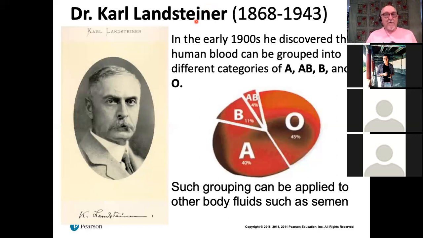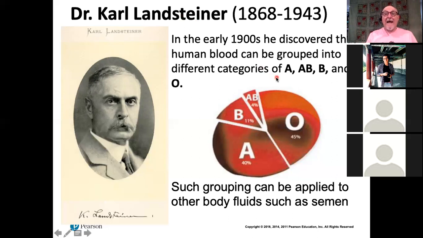And he was the first person to realize that human blood can be classed into different categories. And these categories are established by looking at markers which are present on the surface of red blood corpuscles. We're not doing biochemistry, so we can just call these markers.